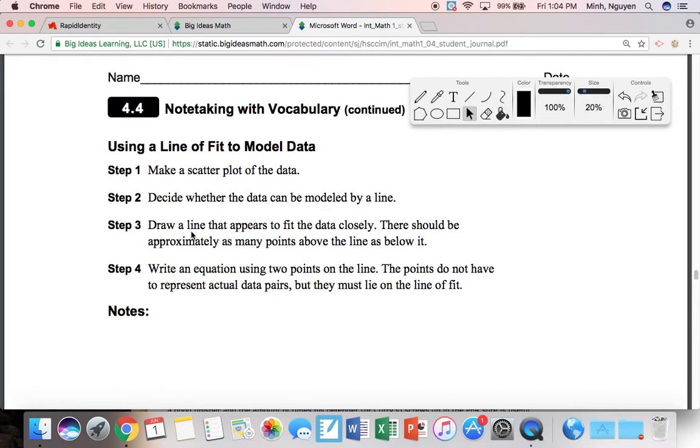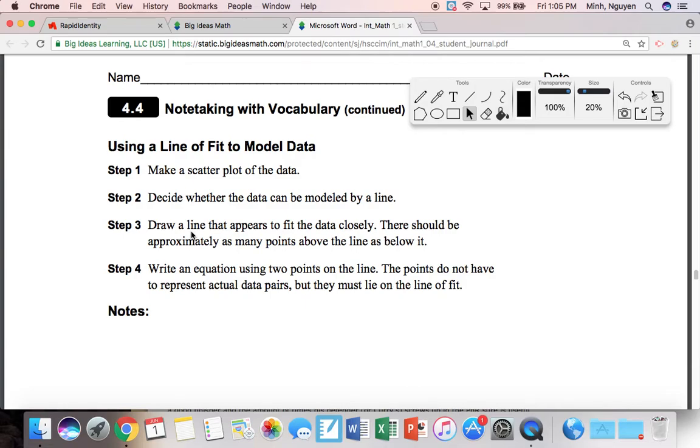Moving on to using a line of fit to model data. Make a scatter plot, decide whether the data can be modeled by a line, because sometimes it can't be modeled by a line. Draw a line that appears to fit the data closely. There should be approximately as many points above the line as below it. Again, this is just a rough guidance. It's not like anyone's going to count and say there are 4 points above your line and 4 points below, it has to be exactly like that.